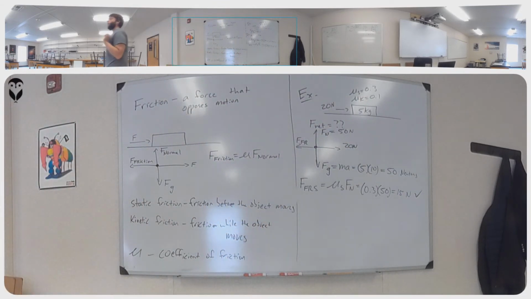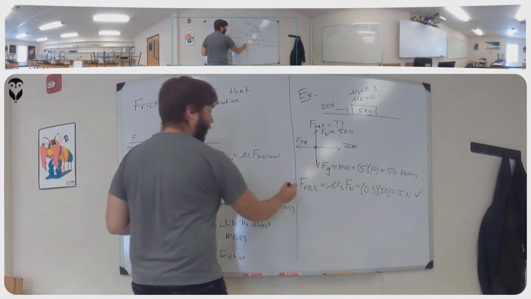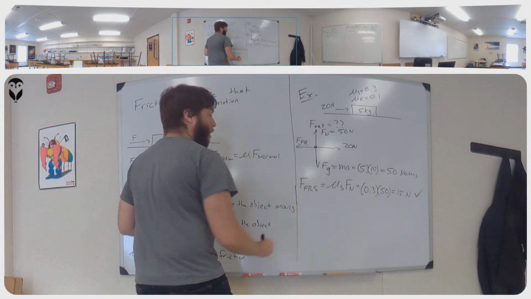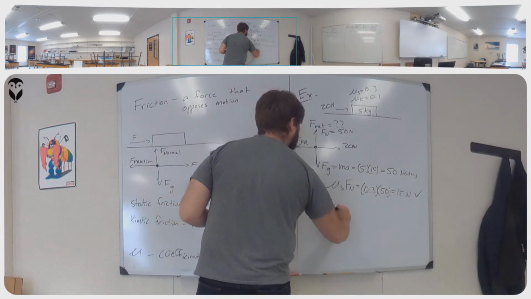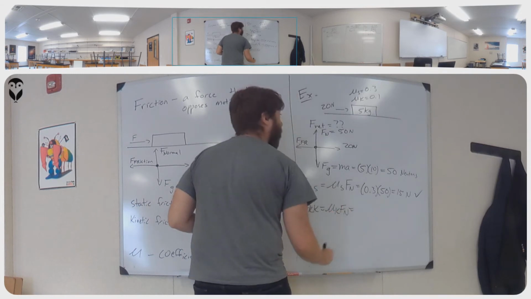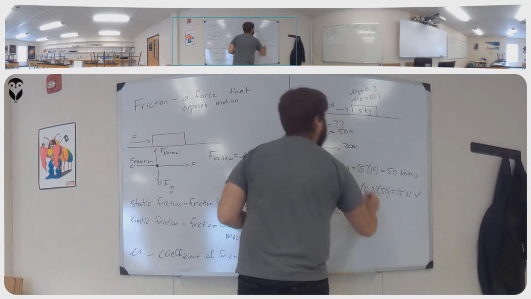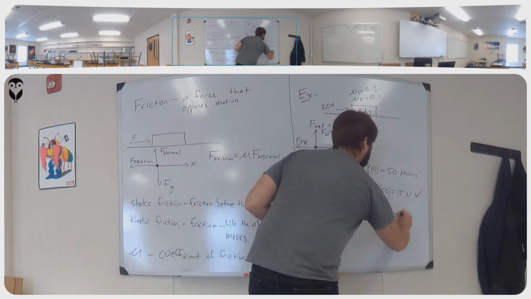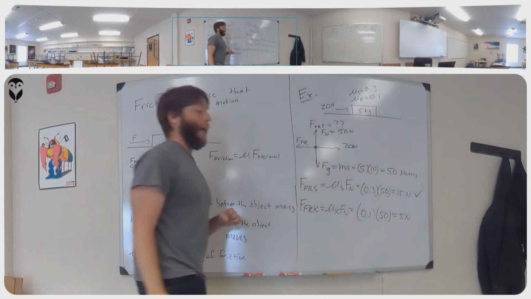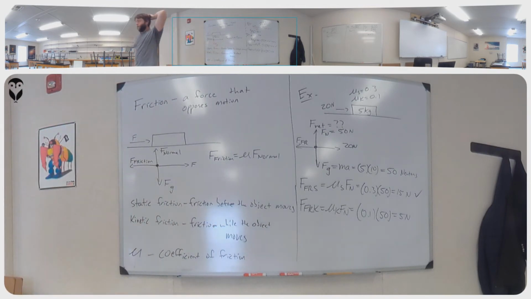Once you confirm that you overcome static friction, you completely ignore the static friction. It's not used anymore. It is simply a check to make sure that the object moves. We then move on to kinetic friction, which is going to be mu k times Fn. Our mu k is 0.1. We multiply by 50, and I get 5 newtons of kinetic friction.